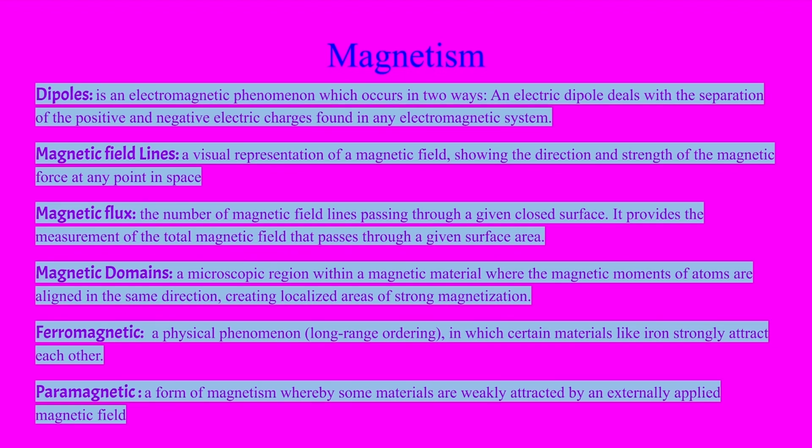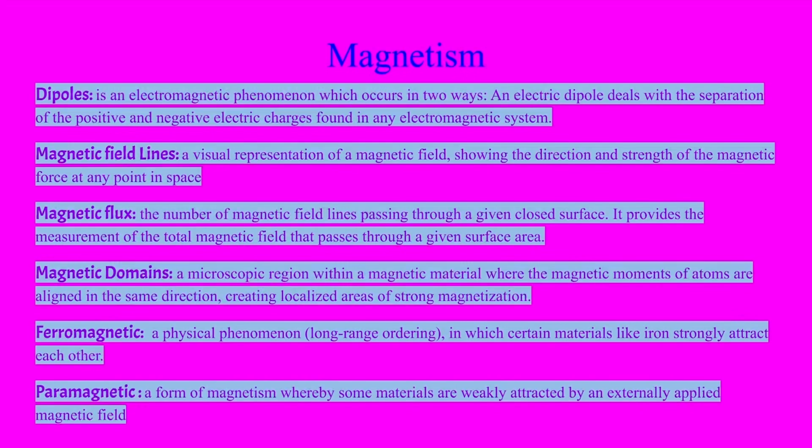Next is magnetic field lines, a visual representation of a magnetic field, showing the direction and strength of the magnetic force at any point in space. Next is the magnetic flux, the number of magnetic field lines passing through a given closed surface. It provides a measurement of the total magnetic field that passes through a given surface area.